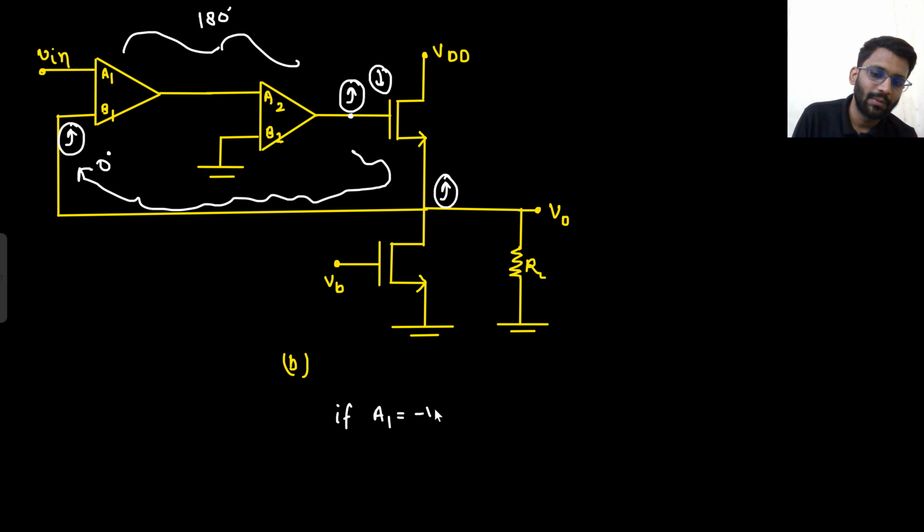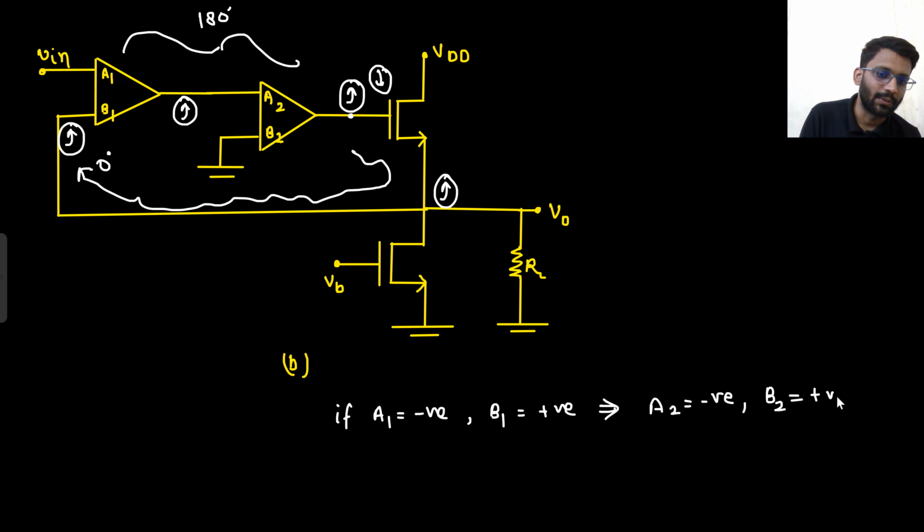So if A1 is negative and B1 is positive, then from here to here there will be 0 degree phase shift, right? Because B1 node is increasing, this node is increasing, so this node will also increase. So to get 180 degree phase shift, you have to make A2 negative and B2 positive. Then your A2 should be negative and B2 should be positive. Say yes or no. Did you understand this?